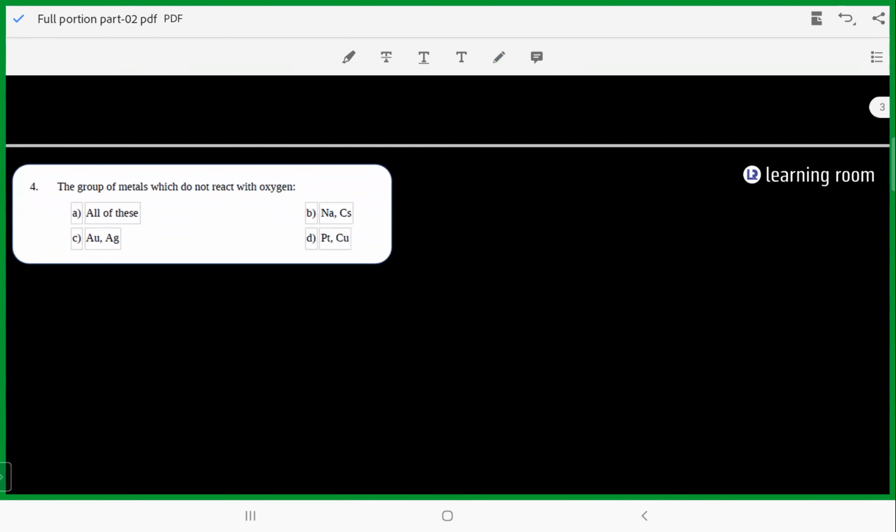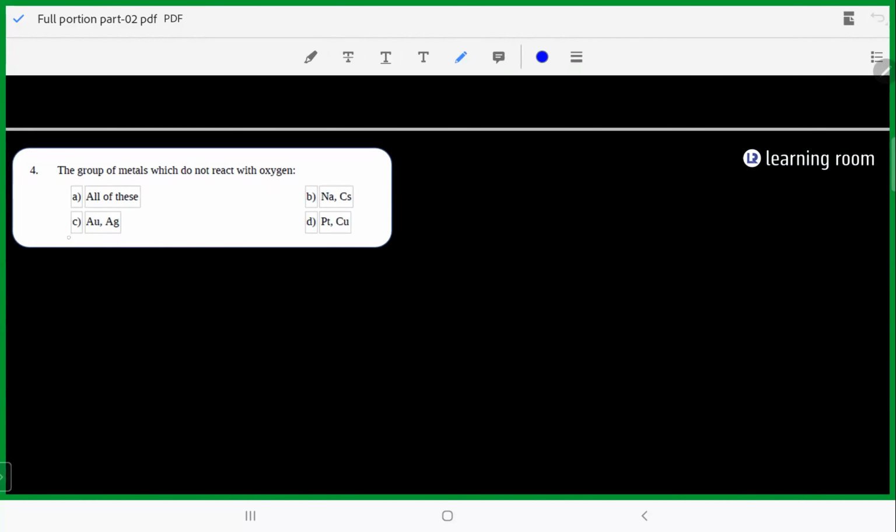And the fourth one, the group of metals which do not react with the oxygen. Sodium and cesium, aurum and argentum, silver and gold, and then platinum and copper. We know that copper oxide is there, sodium oxide is there, cesium oxide is there. So the answer would be silver and gold. They are noble metals. Gold and silver do not react with the oxygen. They are less reactive metals, also at the bottom of the reactivity series.